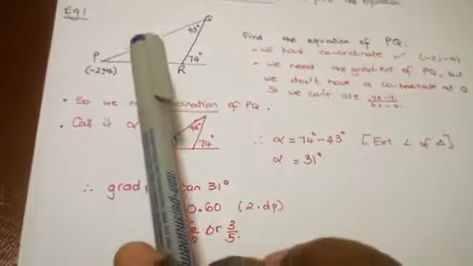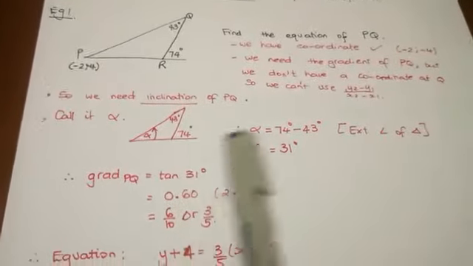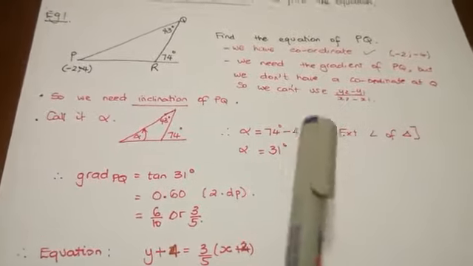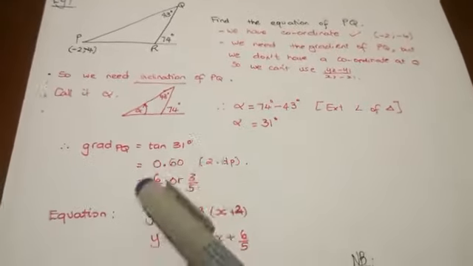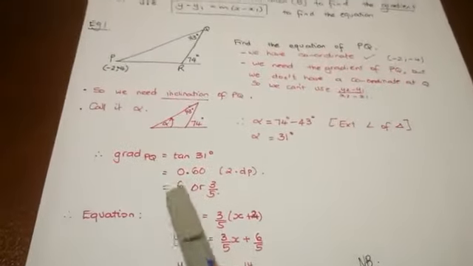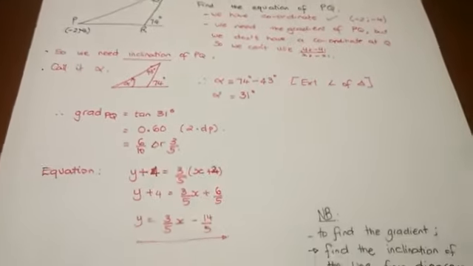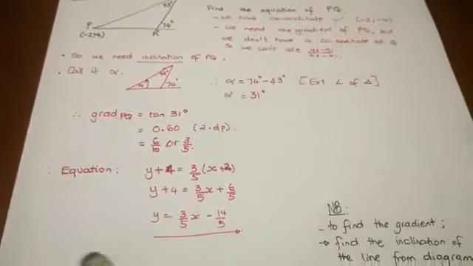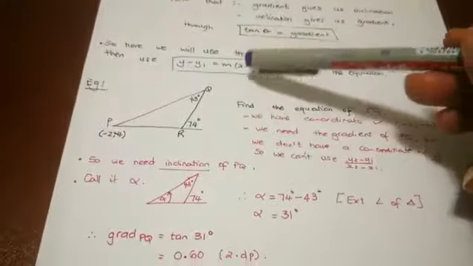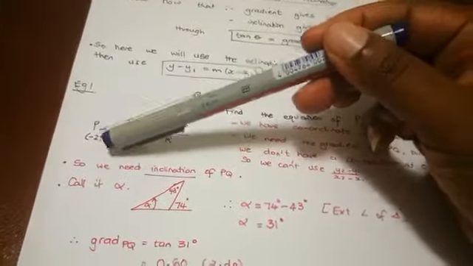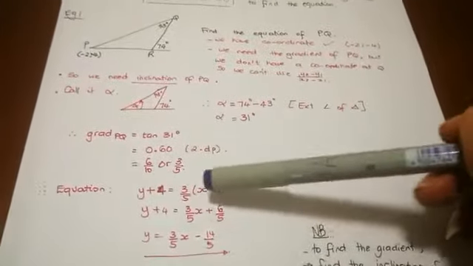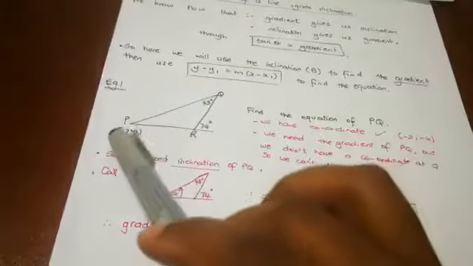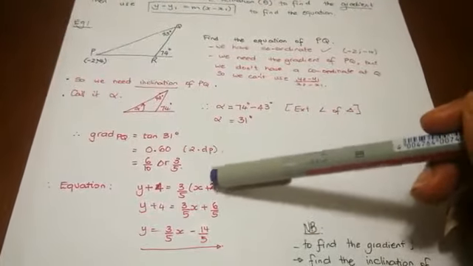So I let the inclination of PQ be alpha, and I calculated using the exterior angle of a triangle, and I got alpha to be 31. Then I substituted into the equation and got the gradient to be 6/10, which simplifies to 3/5 to 2 decimal places. So the equation is y minus -4, which gives y plus 4 equals 3/5 times x minus -2, which gives plus 2.